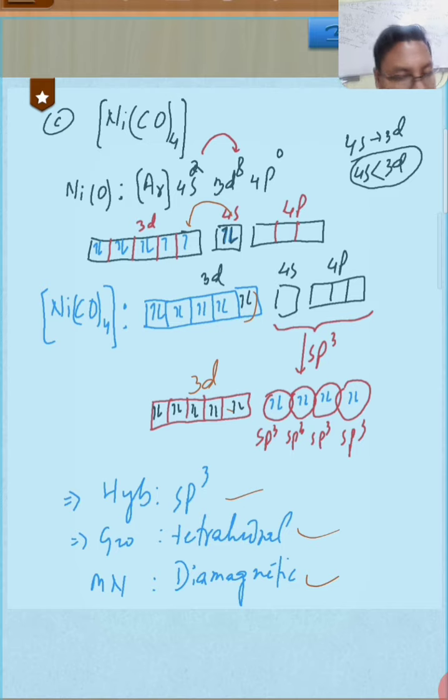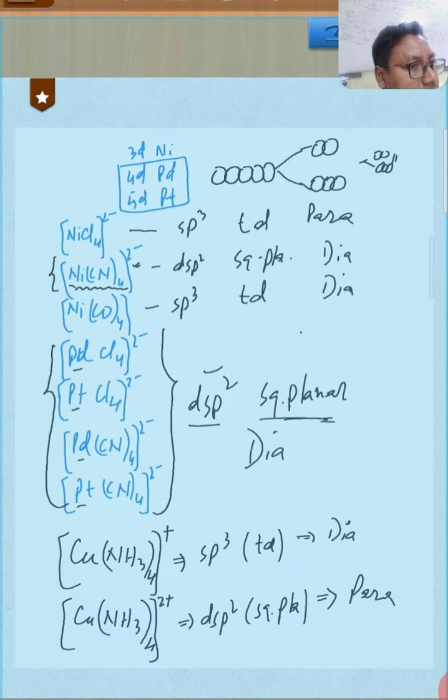So in the following slide, I am going to give some examples of complexes which are coordination number 4 only. See, for palladium and platinum complexes, and along with this I am going to give some examples of copper complexes also. So these three we have already discussed previously.